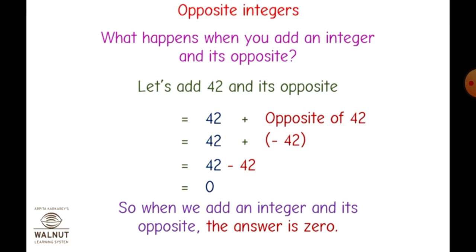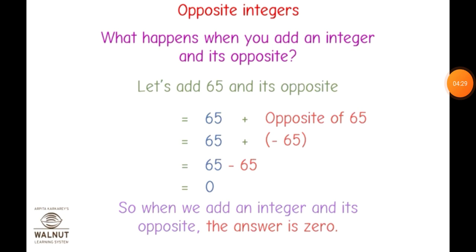So if the numbers are the same and the signs are different, they cancel each other and we get the answer as 0. So when we add an integer and its opposite, the answer is also 0. Like you can say, the sum of two opposite numbers is 0. This too you have to write in your notebook.